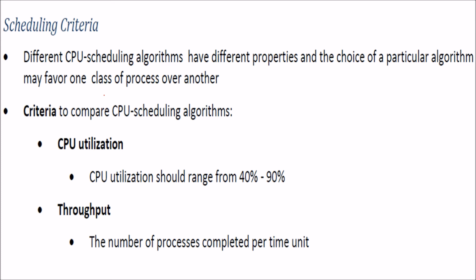Then we have the scheduling criteria. Scheduling criteria is based on various aspects, because different CPU scheduling algorithms have different properties, and the choice of a particular algorithm may favor one class of process over another. What are the criteria? First is CPU utilization. We want the CPU utilization to be as maximum as possible. Throughput is the number of processes which are completed per unit time.